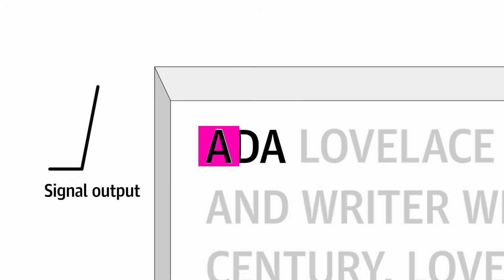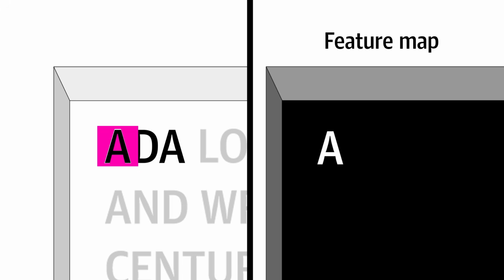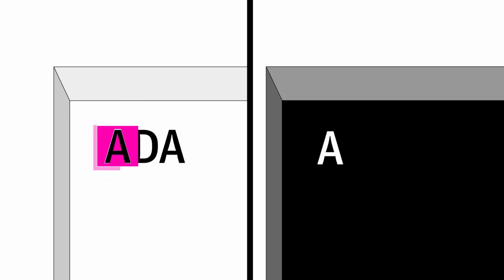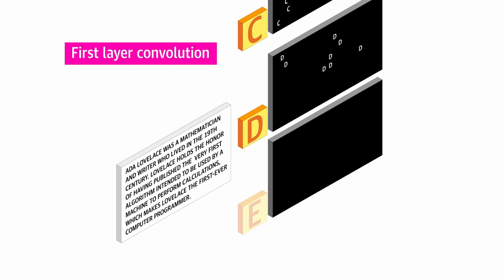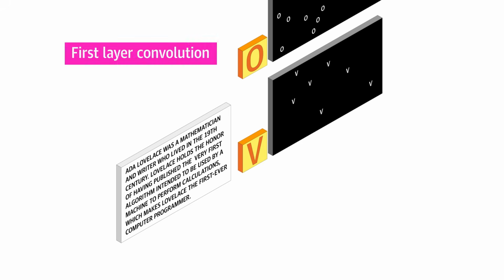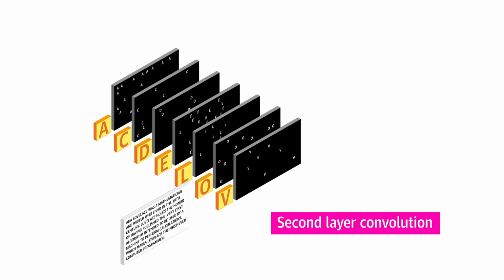This signal would then be mapped onto something called a feature map. The feature map represents how well elements in the image align with the filter. If something is there, the signal outputs white. If nothing is there, the signal outputs black. CNNs generate a feature map for every filter, so in our analogy, there would be a feature map for every letter. These feature maps would then become the input for the second layer.